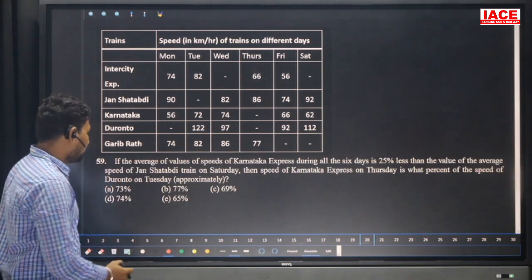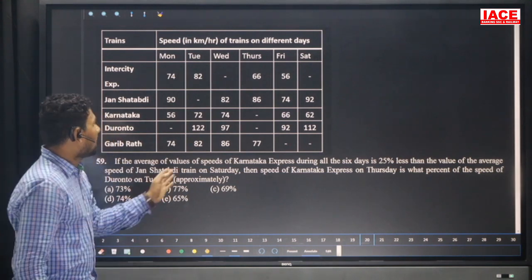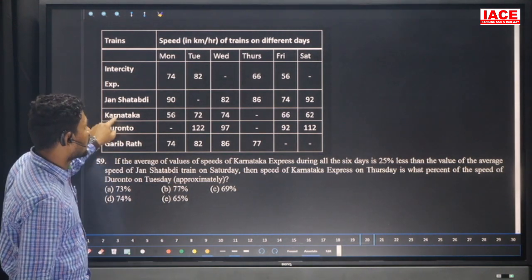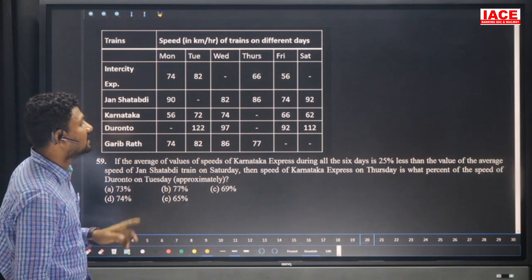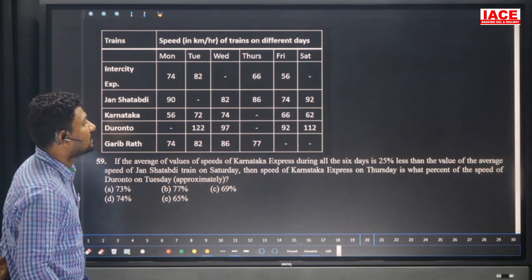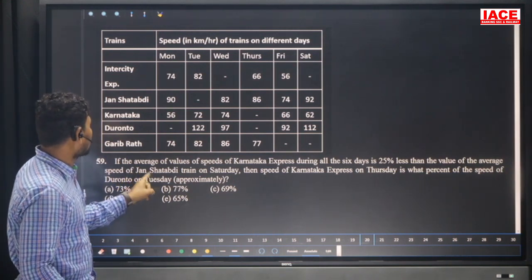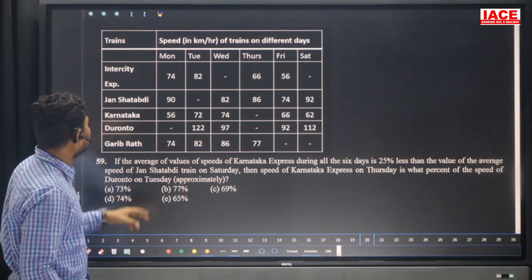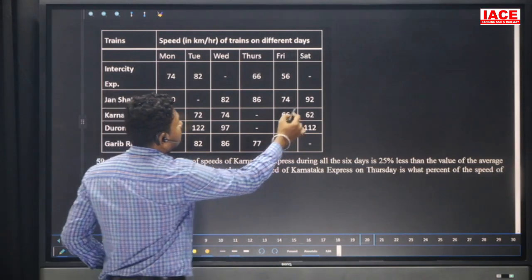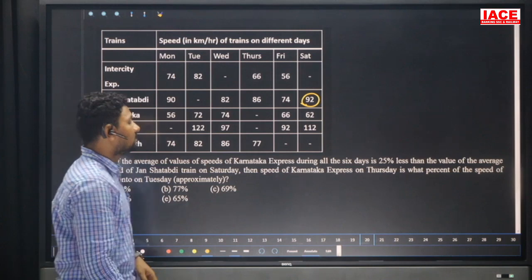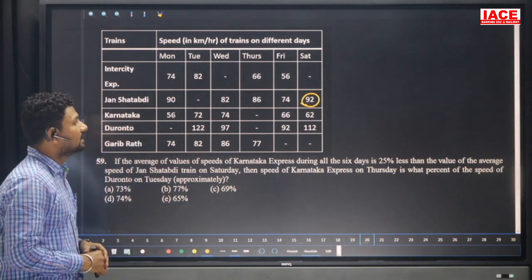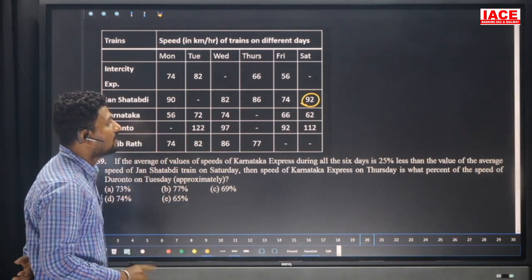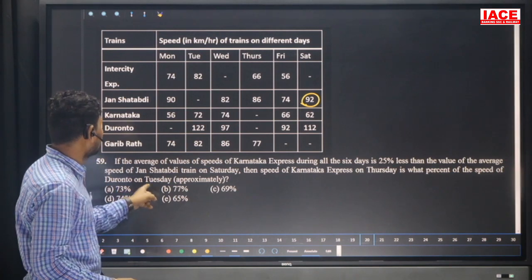Next, if the average of all the values of speeds of Karnataka Express during all the 6 days is 25% less than the value of the average speed of the Jan Shatabdi train on Saturday. Jan Shatabdi train on Saturday is what? 92. How much percentage less? 25% less. Then the speed of Karnataka Express on Thursday is what percentage of the speed of the Duronto on Tuesday?